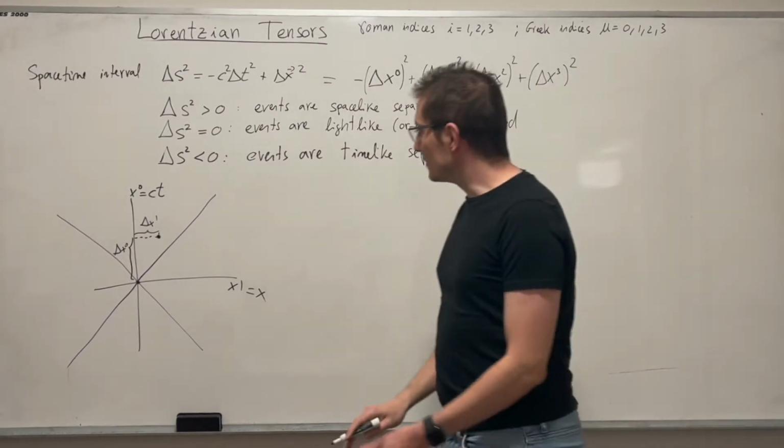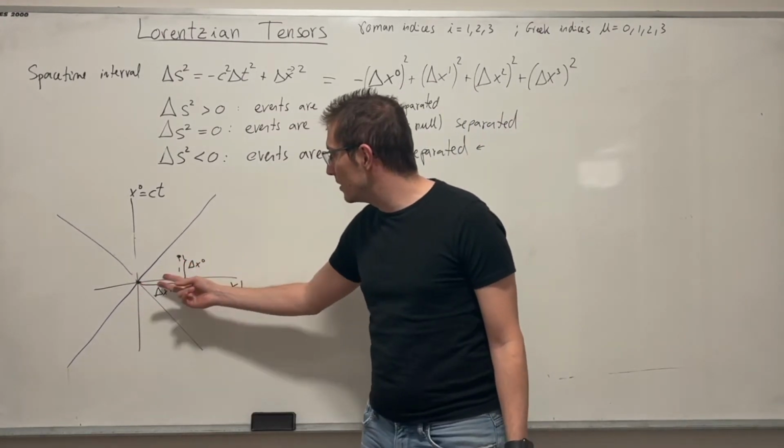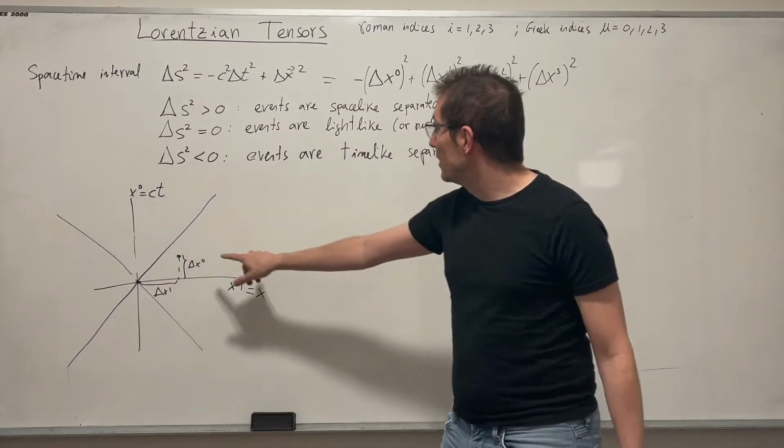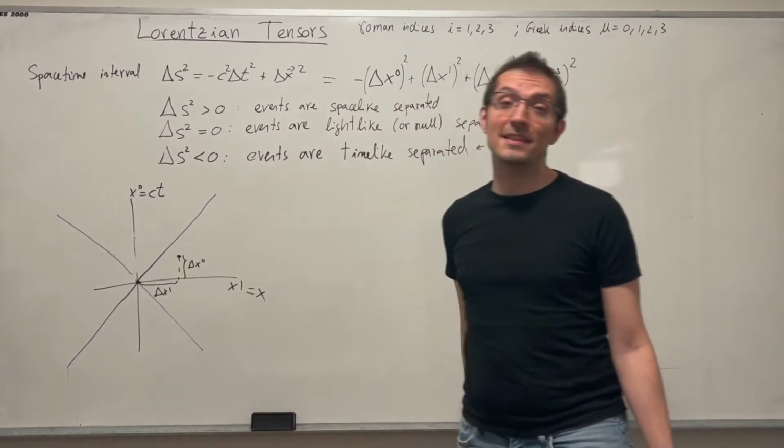Now, if I consider this other event, these two events, the one at the origin and this one, the delta x1 between them is larger than delta x0. For these, the delta s is going to be positive. These two events are space-like separated.